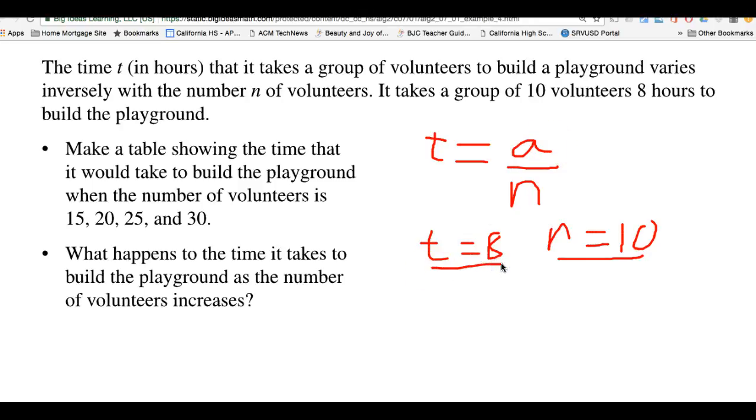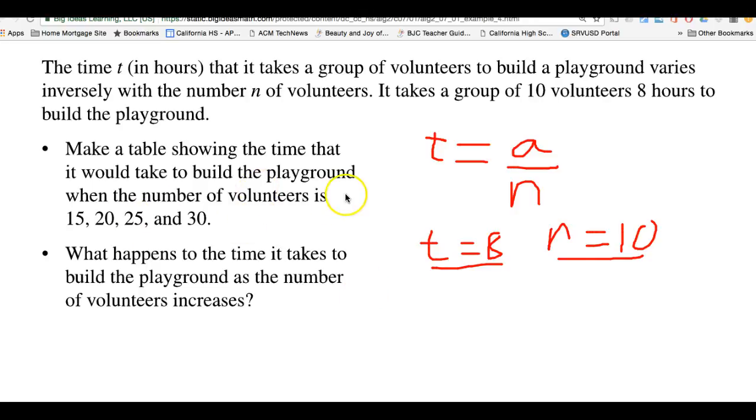build the playground. Okay, so we haven't even looked at what we're supposed to do. We're just writing down the information as we get it. So the time it takes a group of volunteers to build a playground varies inversely with the number of volunteers. T equals A over N. We know that when we have 10 volunteers, it takes 8 hours. Let's look at what we're doing.